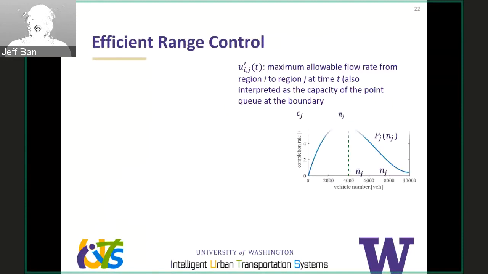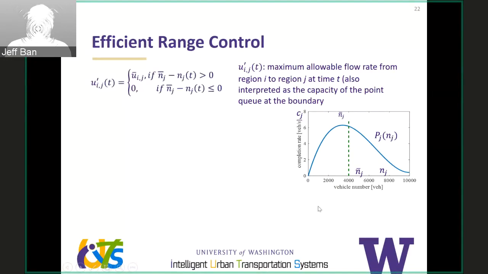the maximum capacity allowed by this efficient range control. So here we again recall that we try to decide the maximum allowed flow rate into a region based on the n bar, which is the threshold. You want to keep everything on the left-hand side. So essentially, I first talk about this U prime. U prime would be U bar, which means the maximum allowable, given it's a fixed value, if this n_j, the number of vehicles in the region, is less than the threshold n_j bar. Then you allow the maximum; the meter is on, and you allow vehicles to enter without restriction.